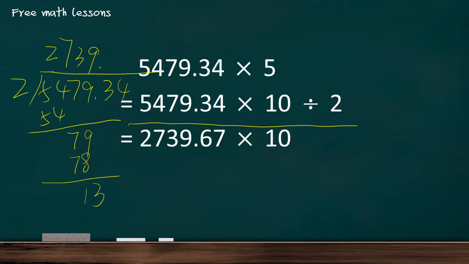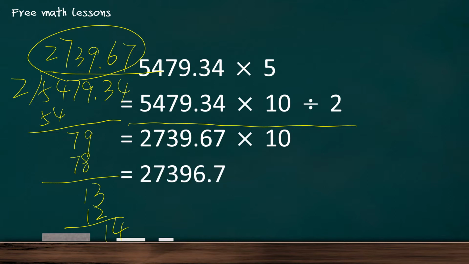And then 13 divided by 2 is 6, and we have 1 left. Finally, 14 divided by 2 is exactly 7. In other words, 5479.34 divided by 2 is equal to 2739.67. The final result is 2739.67 times 10, which is equal to 27396.7.